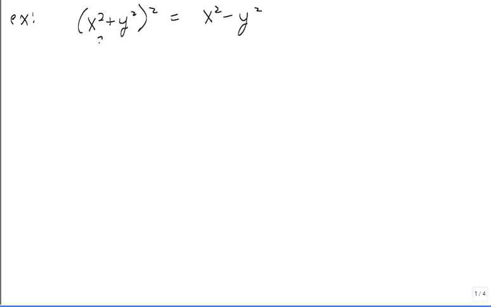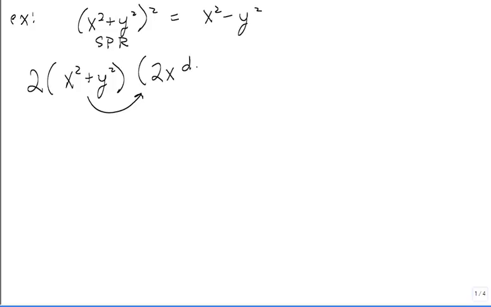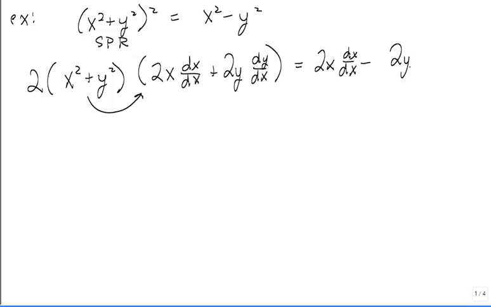Okay, here you're going to use the superpower rule. Bring the 2 down. Leave the inside alone. Subtract 1 from the exponent. Come back, take the derivative of the inside. That's going to be 2x dx plus 2y dy dx. On the other side, I have 2x dx minus 2y dy. There's no product rule, quotient rule, or anything like that. It's all the superpower rule and the chain rule.